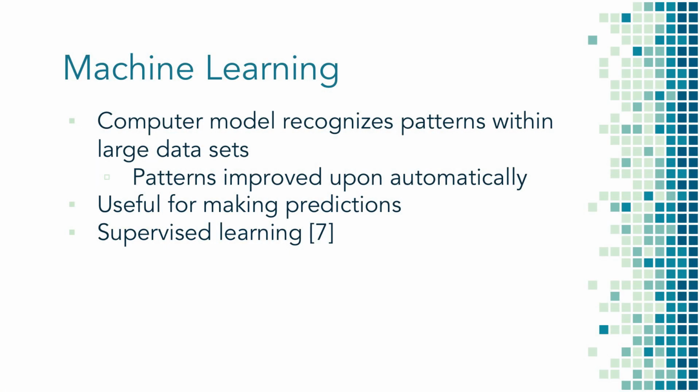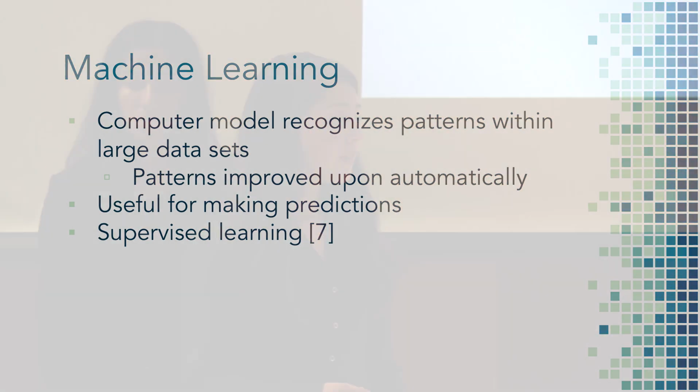Machine learning creates computer models to recognize patterns in large data sets. And these patterns are improved on automatically and continuously. There is no need for any human interference. And this works very well with making predictions. Basically, an algorithm is given a training data set with target values, and it learns from this training data set so that when it's given a testing data set, it can make predictions. We are using supervised machine learning, which analyzes the relationship between the input and the output and also makes predictions.